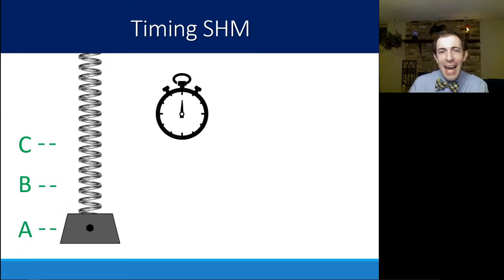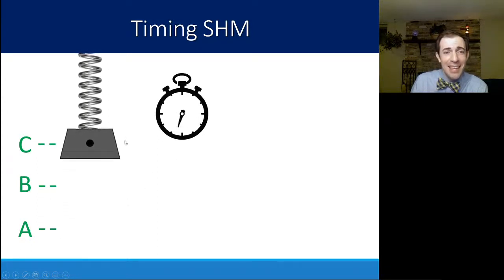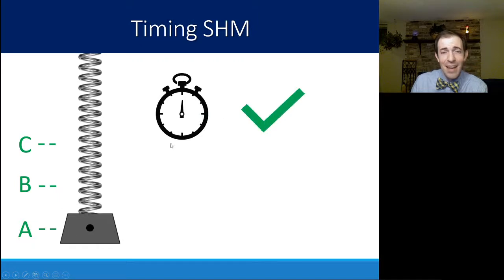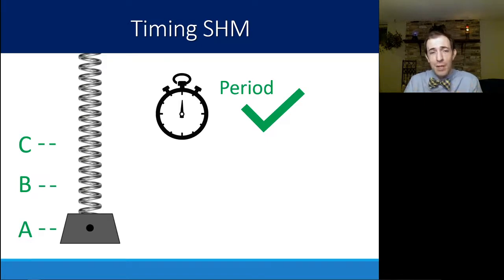All right, the last piece here that I want to talk about today is how you time this. If this is oscillating back and forth, how do you figure out and quantify how fast it's going? Well, the best way to do that is to time how long it takes to make one full cycle. So here, if I start at A, I time how long it takes to go up to C and then back down to A. All right, that we're going to call the period. That's the period of this cycle, that it goes up, back down. It's very similar to the period that we talked about in circular motion, the time for one complete cycle.